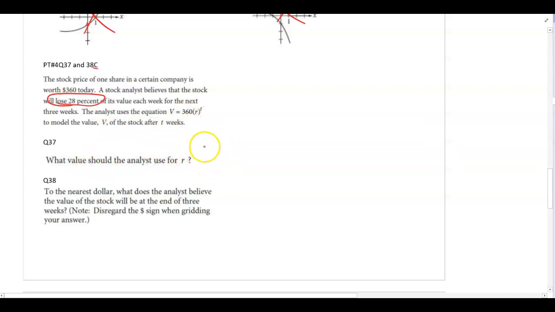Well, since it's decreasing or going down 28%, you know you're going to do 1 minus the rate. So 1 minus 28% as a decimal, which is 0.28, would give me 0.72. Okay, so that you would bubble in 0.72.